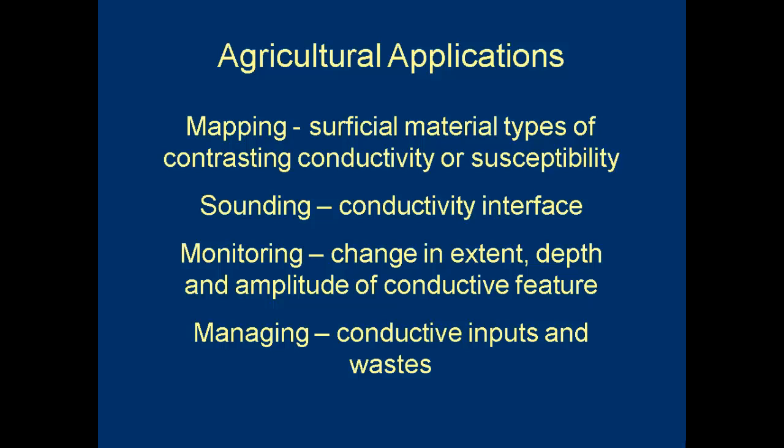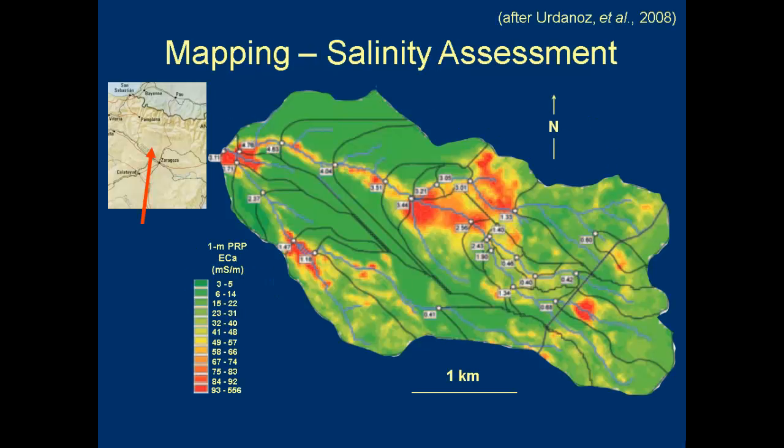More recent improvement in the stability of instruments has made possible the monitoring of changes in the extent, depth, and conductivity of dynamic features, such as contaminant plumes and saline horizons. For conductive features that are related to agricultural inputs and wastes, delineating their boundaries and monitoring changes in their extent and contrast can support agricultural management.